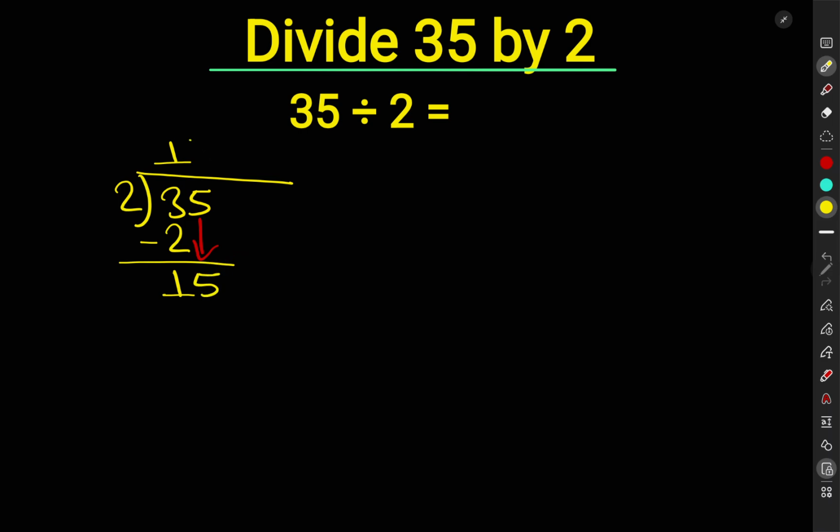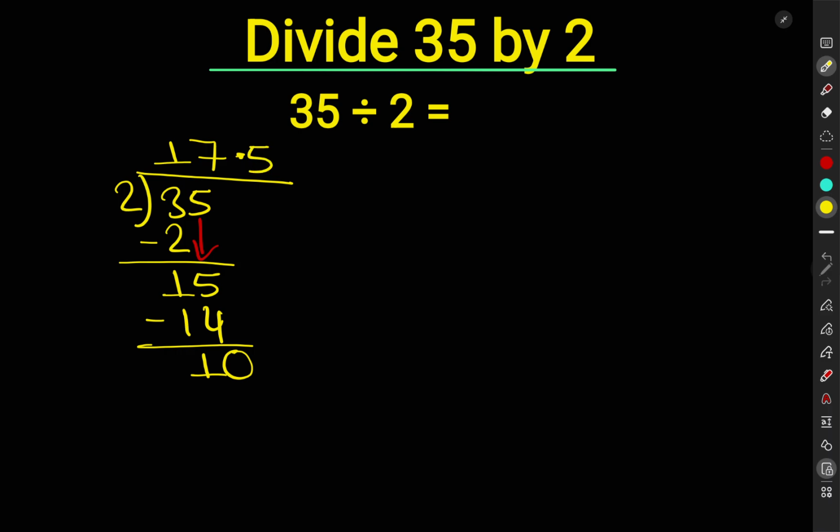So it is 2 times 7 means 14. So on subtracting we get 1. So again this 1 is less than 2 and there is also no number beside. So we put here a decimal so that we keep here 0.